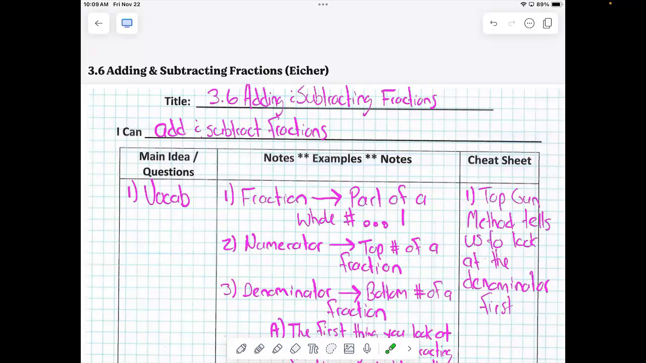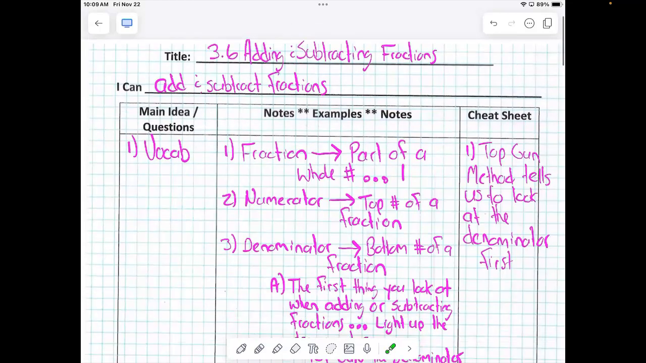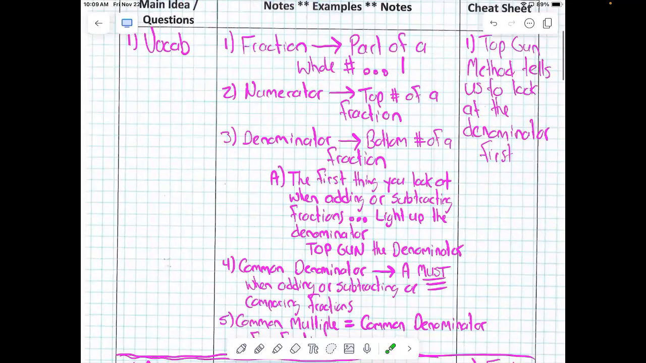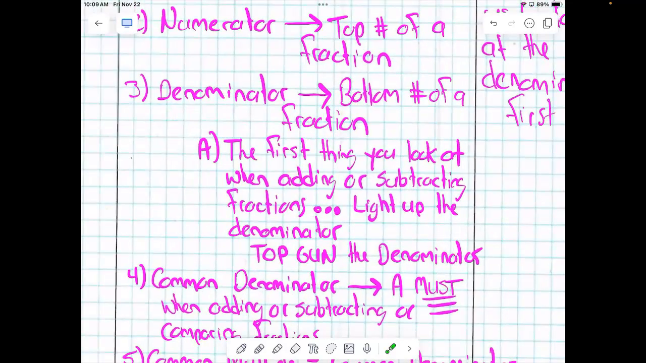Can you add and subtract fractions? Yes. Do you know what a fraction is? Yes. Is there more than just this definition for a fraction? Yes. Do you know where the numerator is on a fraction? Yes. Do you know where the denominator is? Yes. Are denominators super special when it comes to fractions? Yes. Denominators are super special because we cannot compare a fraction, we cannot add a fraction, and we cannot subtract a fraction unless the denominator is the same.